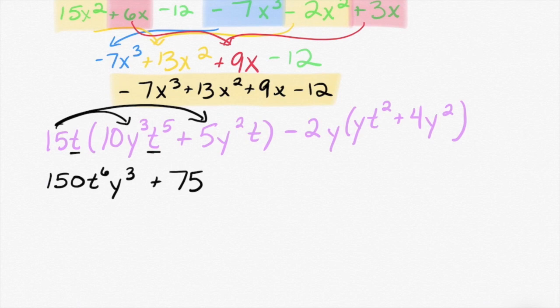So 5 times 15 is 75. And then I'm distributing the t now. T right here on the outside, and t right here gives me t squared. What about y squared? Well, nothing to multiply him by. He's just plain old y squared.